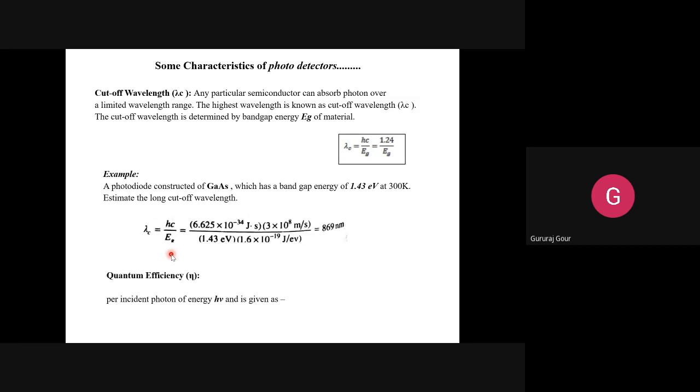Another parameter is quantum efficiency, that is defined as the number of electron hole pair carriers generated per incident photon of energy hν. So remember guys, the quantum efficiency comes in both the sides. In photo generators, photo sources like LEDs and lasers, quantum efficiency refers to the net number of photons generated out of how many electron hole pairs are generated due to the recombination process.